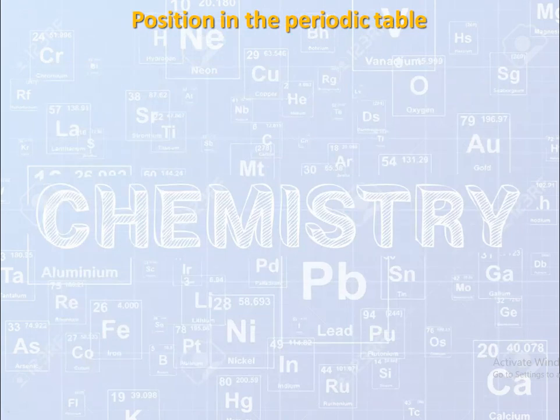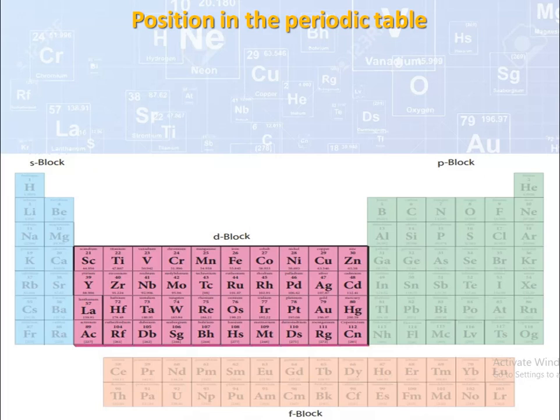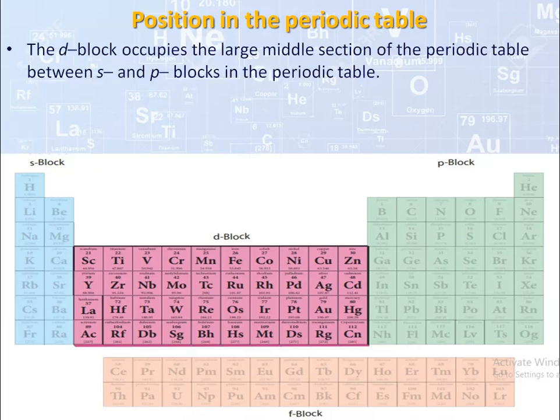Position in the periodic table. Let us discuss the position of D block elements in the modern periodic table. So, these elements are placed in between the S block elements and P block elements. We can observe a change from the most electropositive S block elements to the least electropositive P block elements through D block elements. So, the D block occupies the large middle section of the periodic table between the S and P blocks.